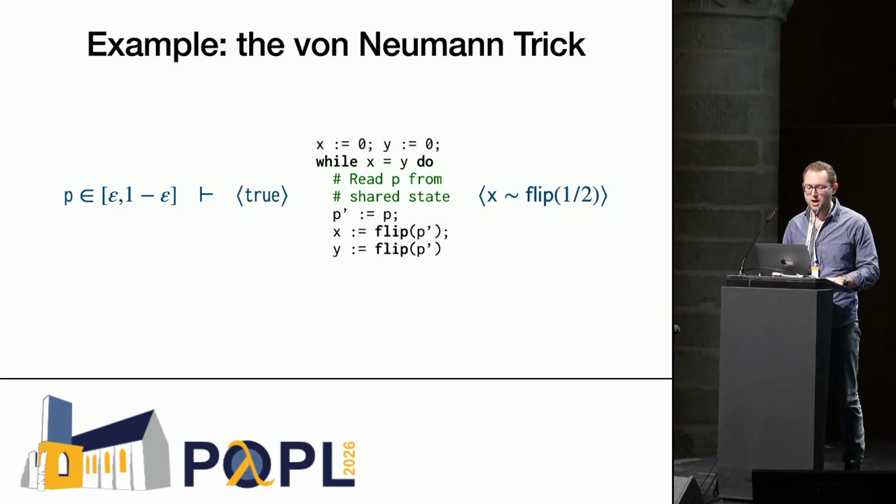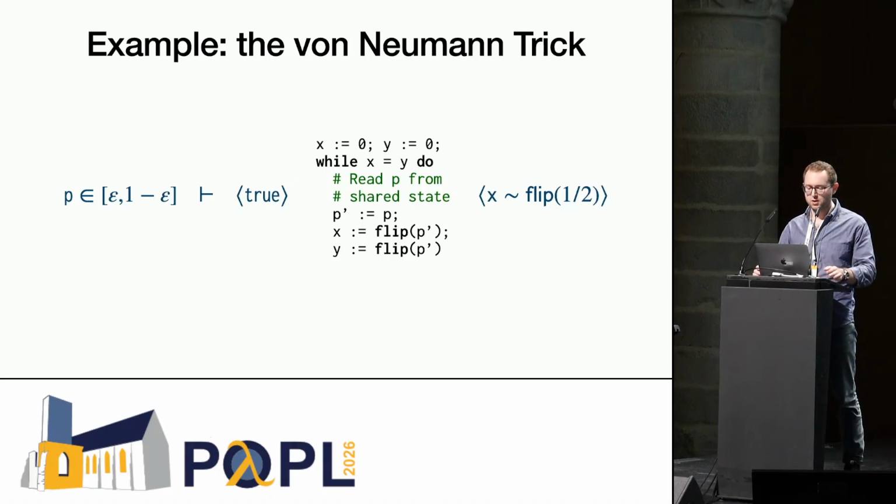Okay, we also have this von Neumann trick program. This is a protocol for simulating a fair coin given a biased coin. But it's a tweaked version where the bias of the coin is stored in shared memory, and it can be altered by some adversary in another thread.